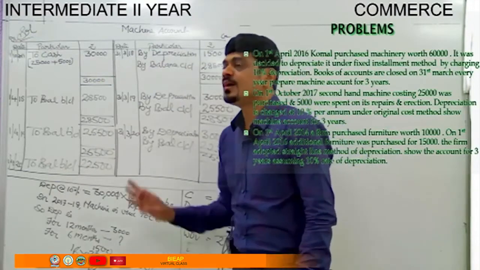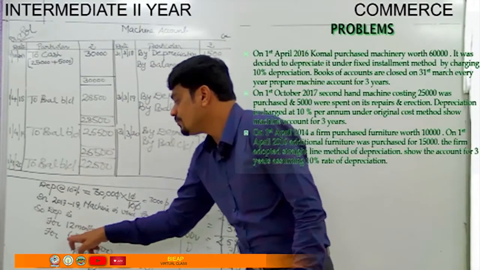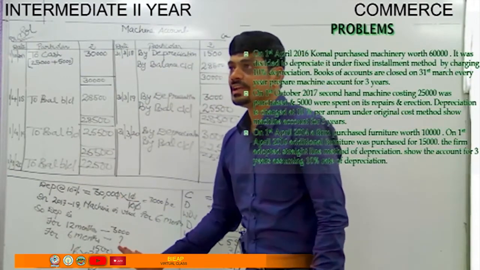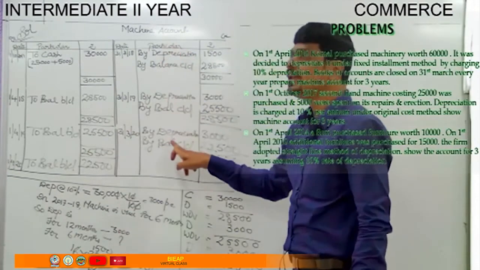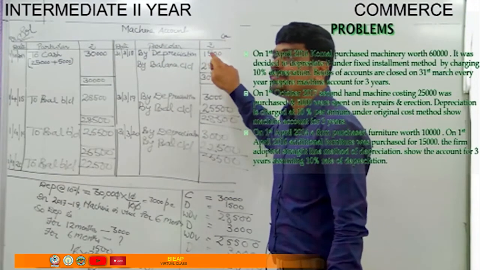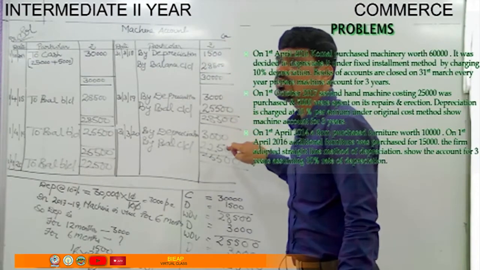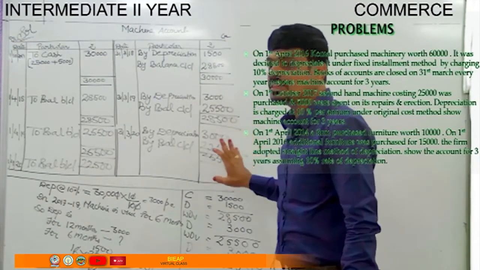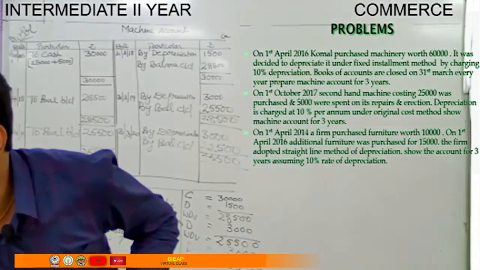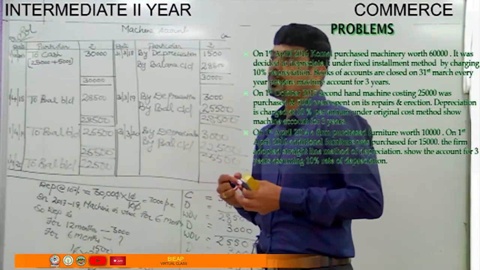Let me say, for example, it's coming 3 months. So what we'll do, for 12 months, 3000. For 3 months, how much? Like that we'll calculate. Then as usual, posting. Only in first year, we'll calculate 1500. Second year onwards, we'll charge 3000. We'll charge 3000 as depreciation. Now we'll see the next problem.